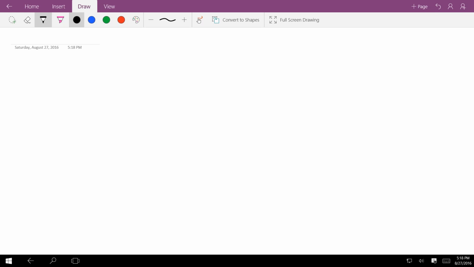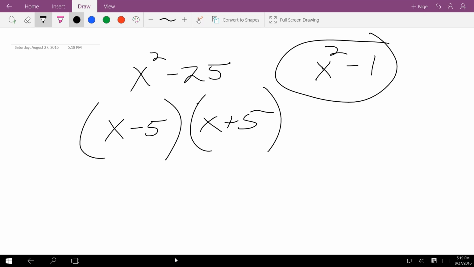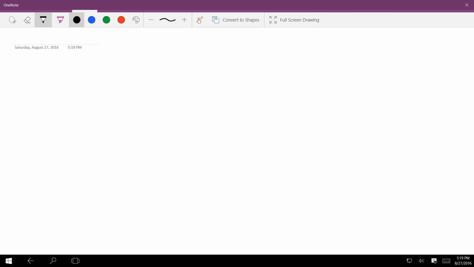How about something like this? You factor that? Yes. Into what? X squared minus 25, or x minus 5 and x plus 5. Yeah, that's called difference of perfect squares. And don't forget this one. That's also difference of perfect squares. In other words, that's x minus 1 times x plus 1. Okay? What else you got?